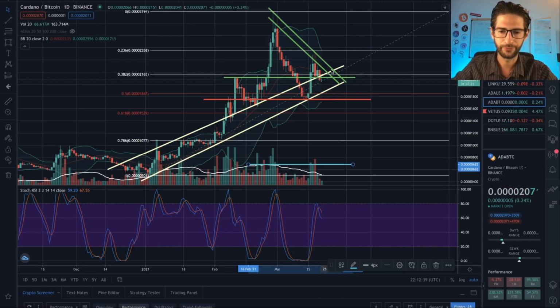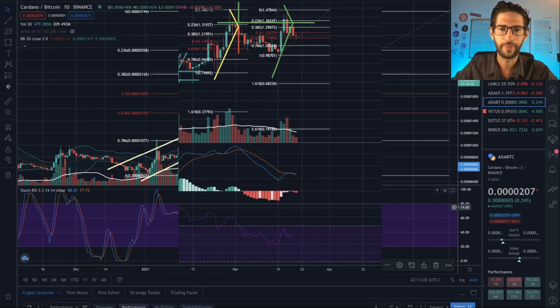That would be nice. In terms of the stochastic RSI, we crossed down, so right now the momentum should be down, but even so we may see that this doesn't last long, and maybe we can have a fake out here and have another rally like happened at other times.